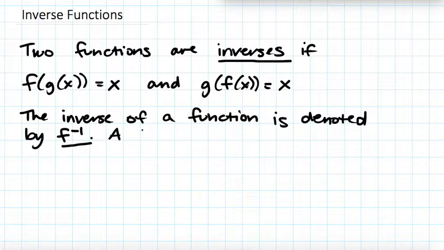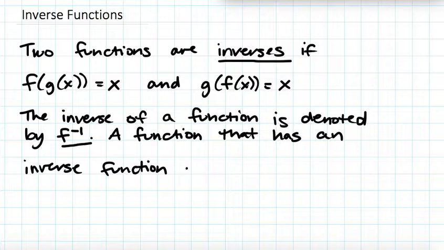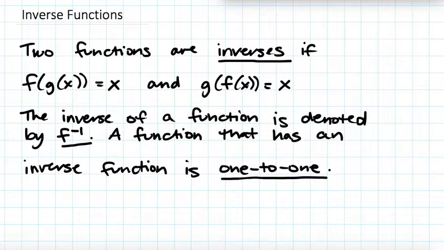Not all functions have inverses, and not all functions have inverses that are functions. A function that has an inverse function is called a one-to-one function. So if we say that a function is one-to-one, that means it has an inverse function.